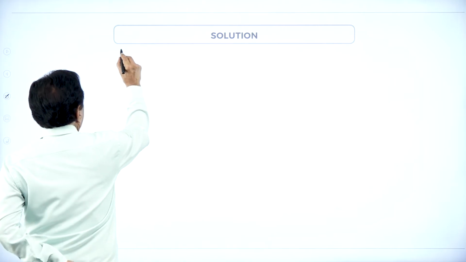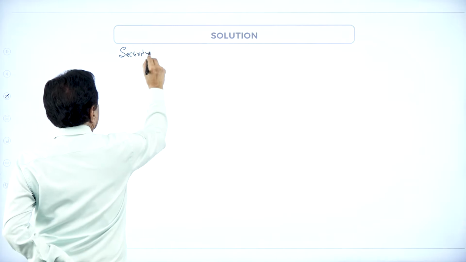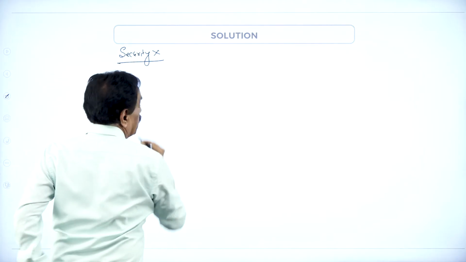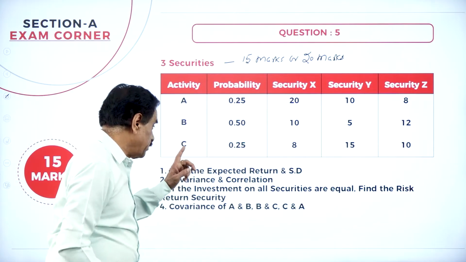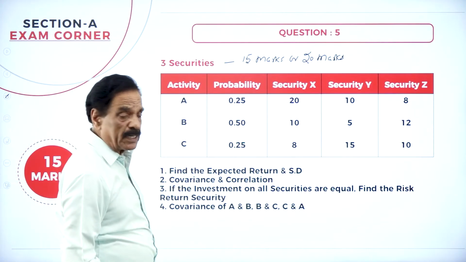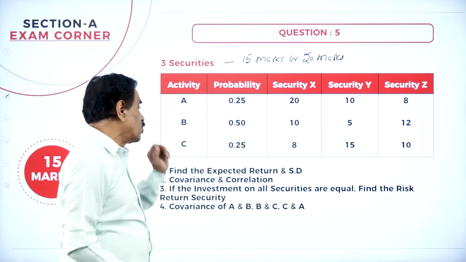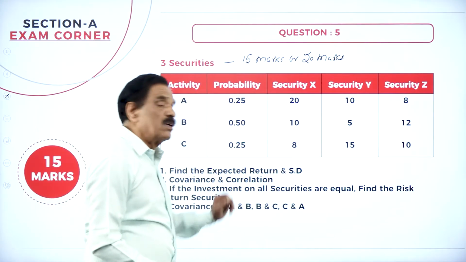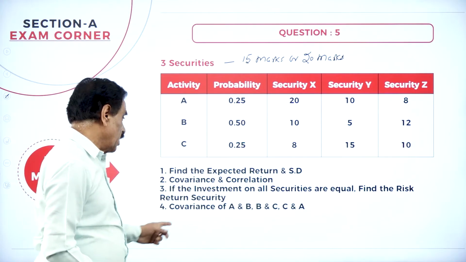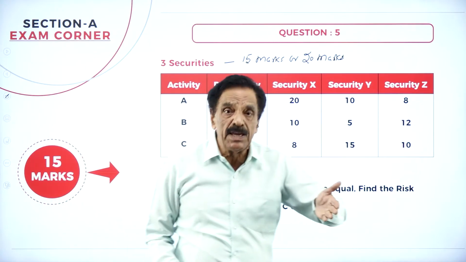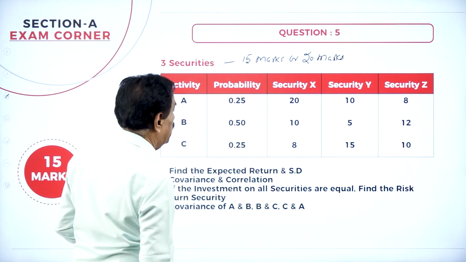First one, security X. Slowly we can go, it's a big problem. What are the requirements? First, we have to find the expected return. Then the risk, which is the standard deviation. Then covariance, then correlation, then the risk and return of the portfolio. Covariance of A and B, B and C, and C and A.